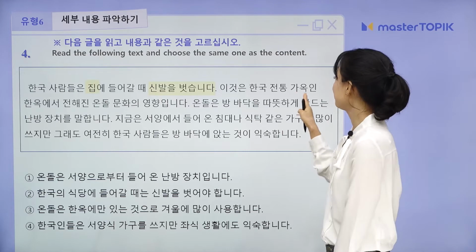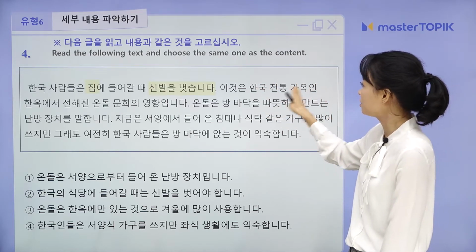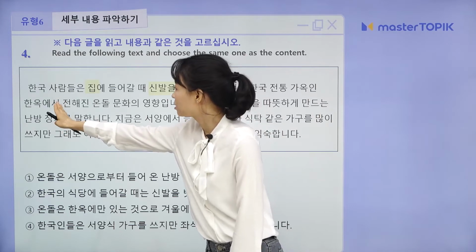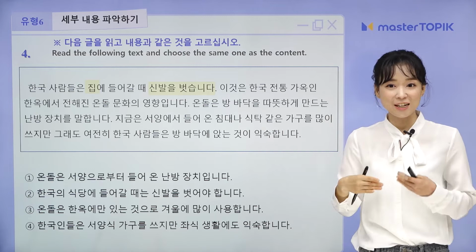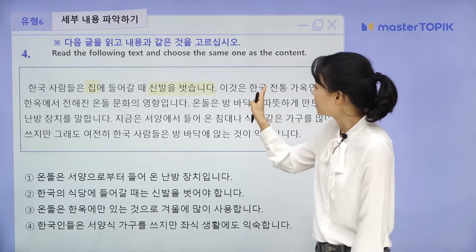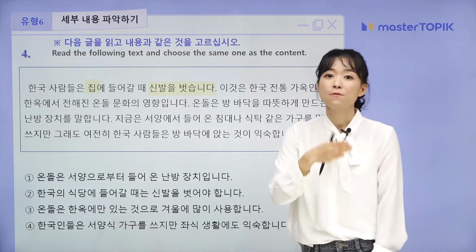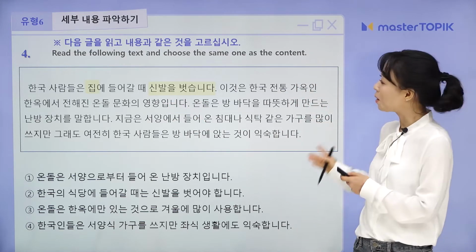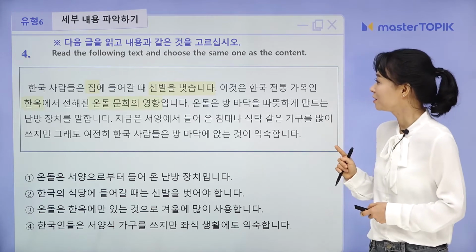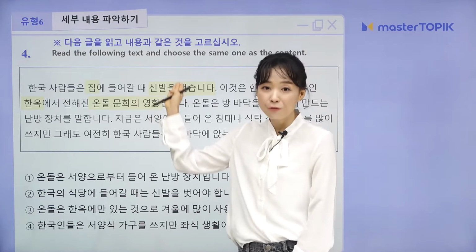Let's keep reading. 한국 전통 가옥, Korean traditional house, 한옥에서, from. 전해진, so come from or originated from. So it is the influence of 온돌 culture from Korean traditional house, 한옥. Then what is the keyword? So, 온돌 문화의 영향 from 한옥.